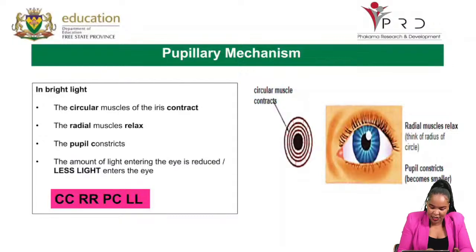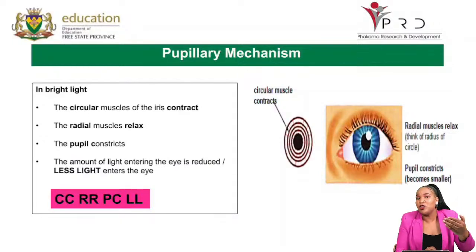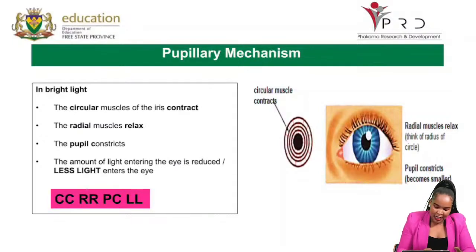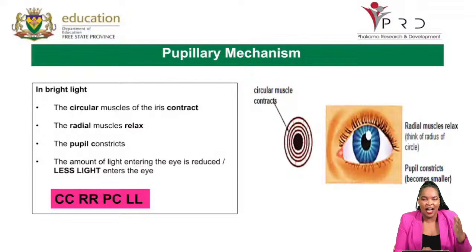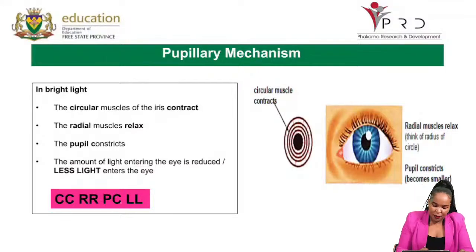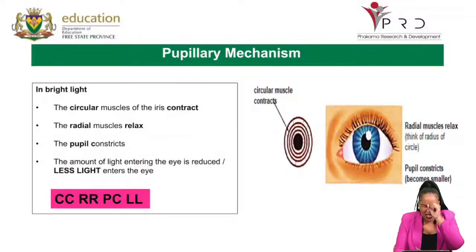So the first is CC, meaning the circular muscles contract. Remember, this is happening during bright light. Then the second part is that the radial muscles are going to relax. That is RR. Then for PC, the pupil is going to constrict, meaning the pupil is going to become small.